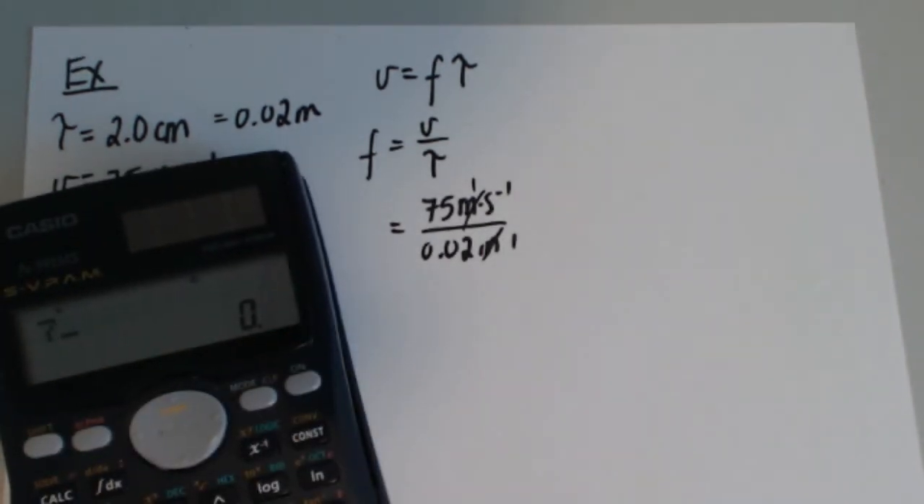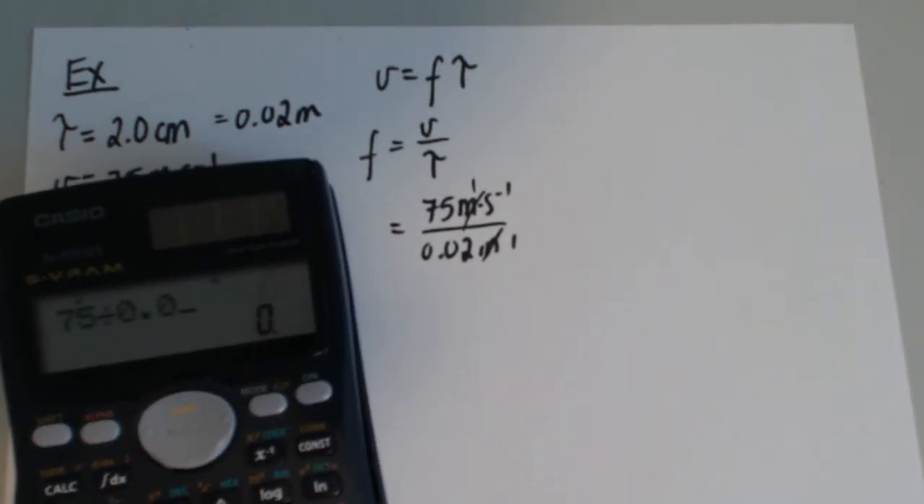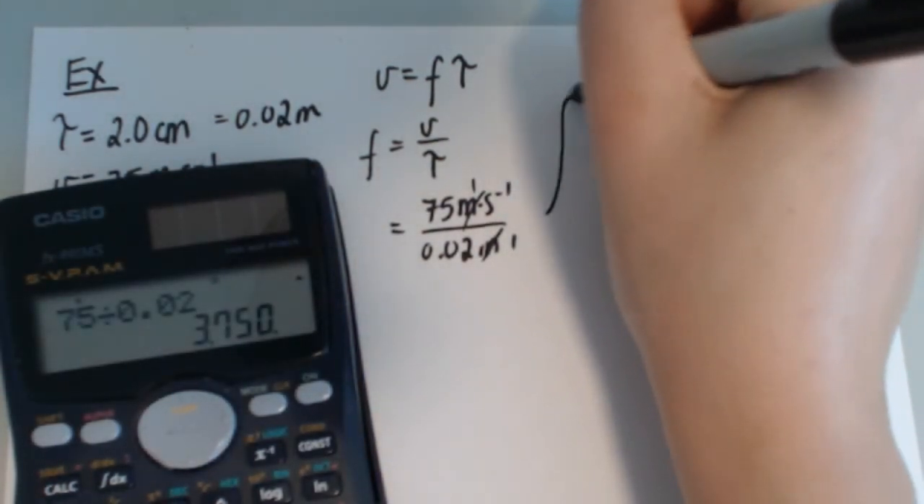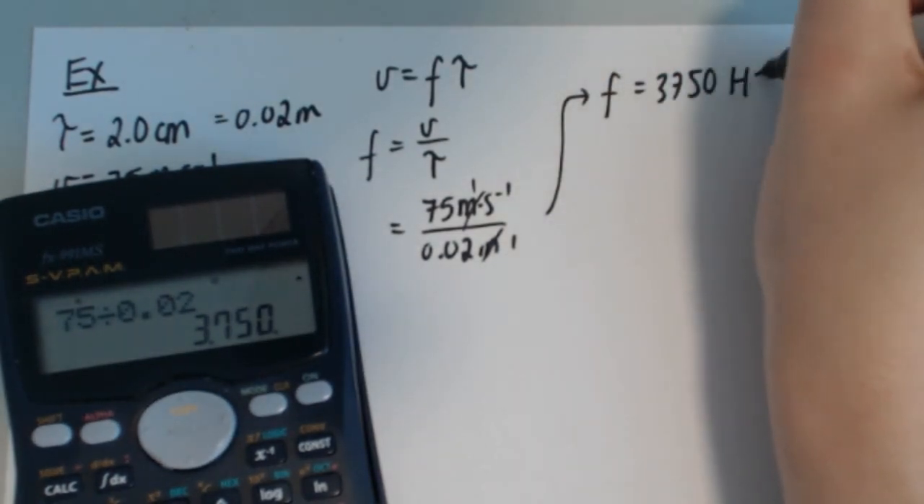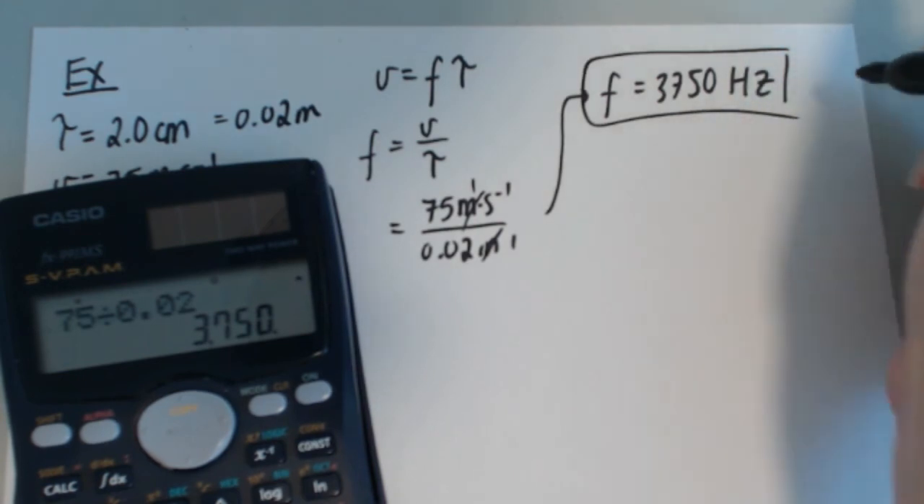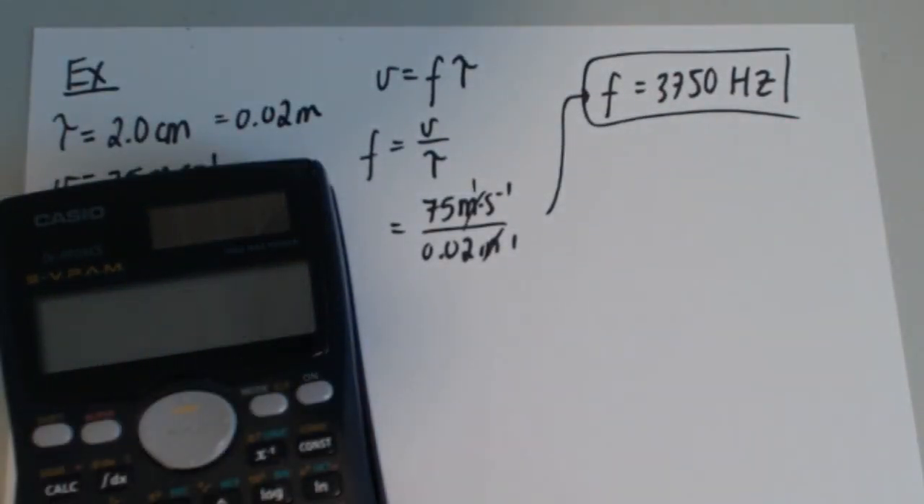But remember that we just write that as hertz. So 75 divided by 0.02, and we get 3750 hertz. So that is the frequency of the traveling wave.